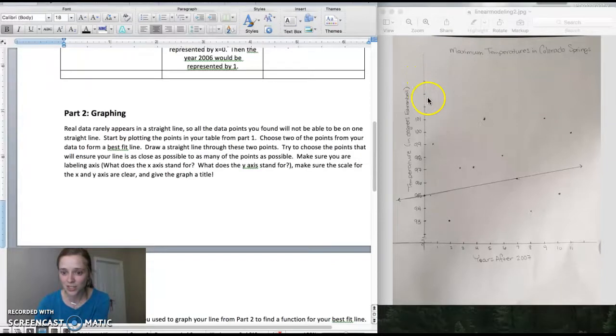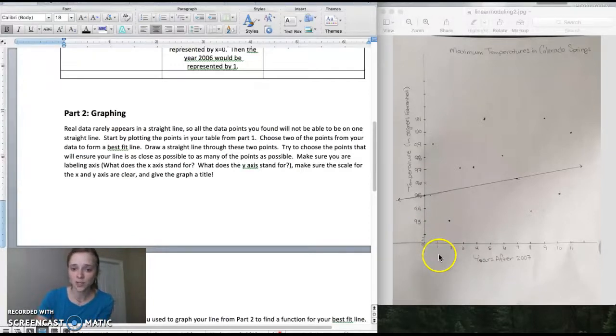And so you can see here, I just took a picture of it, and I have it on my computer. I have an x-axis. I should probably have a little arrow on the end here, but I labeled it, right? So these numbers stand for the years after 2007. I have my y-axis. My y-axis stands for the temperature in degrees Fahrenheit, and then I put a point for each spot.